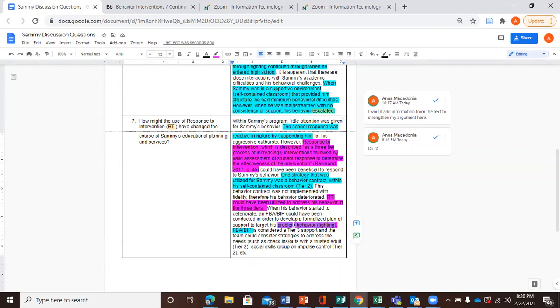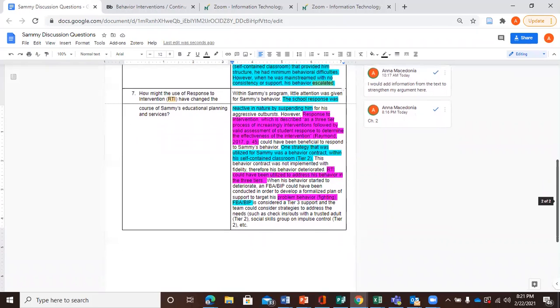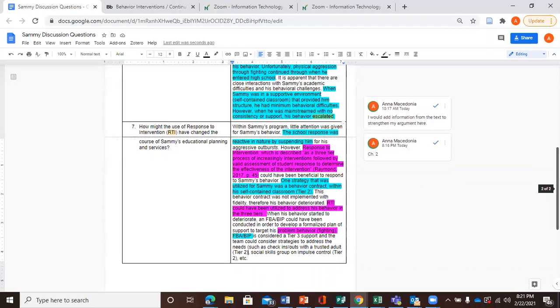to address these needs. And just so you guys understand too, within a tier 3 intervention, like a BIP, there's always other tiers that are included. So for example, what's going to be happening at tier 1 when he's in the classroom to support this plan? What kinds of things in tier 2 could he receive? So I provided some ideas: check in and out with a trusted adult, a social skills group on impulse control to really consider his emotional well-being. So those are some things that I just want you to think about.